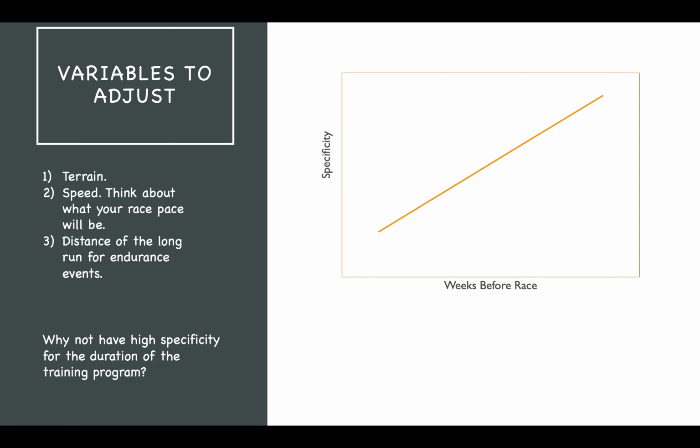Another variable to consider in terms of specificity is speed. So think about what your race pace is going to be. Oftentimes, no matter what distance race people are preparing for, they think that the speed of their runs needs to increase. But it all depends on what your race pace is going to be.